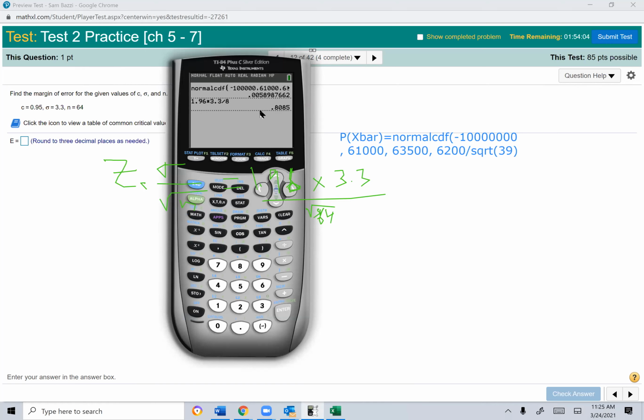Let me show you on the calculator. So it will be 0.310 minus 0.192 and then divide by 2. The margin of error will be 0.059.